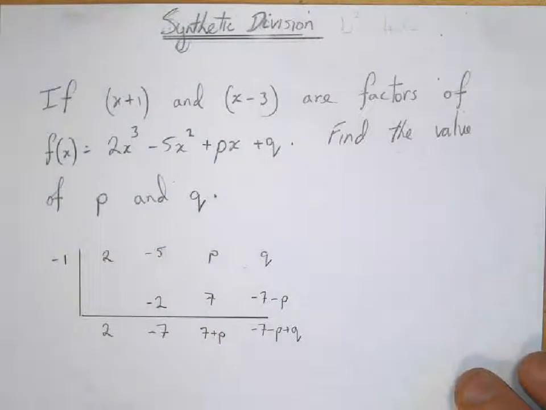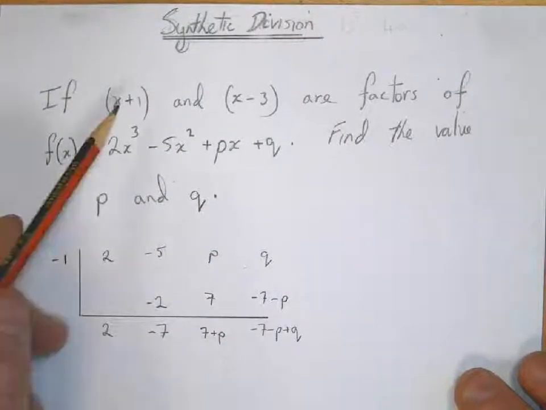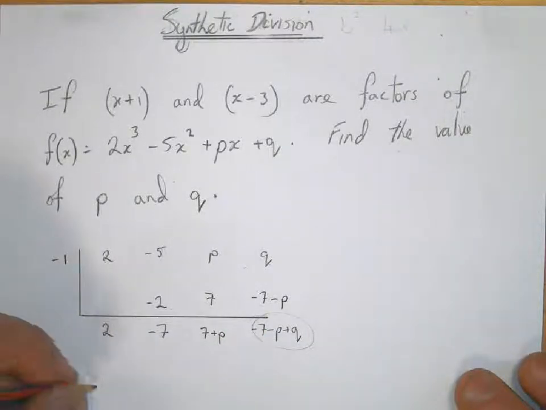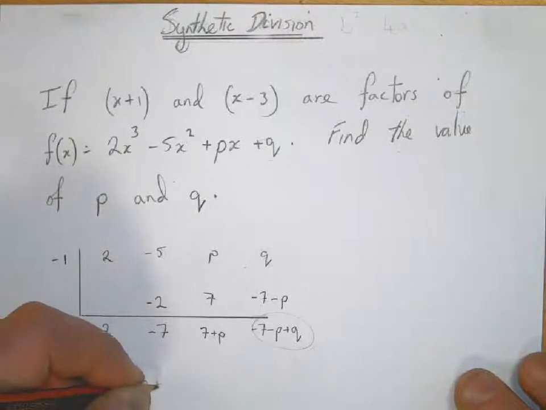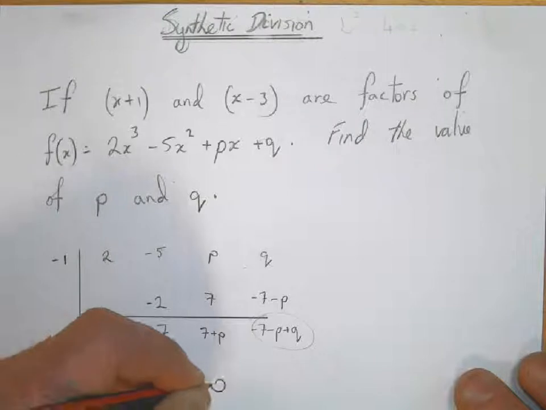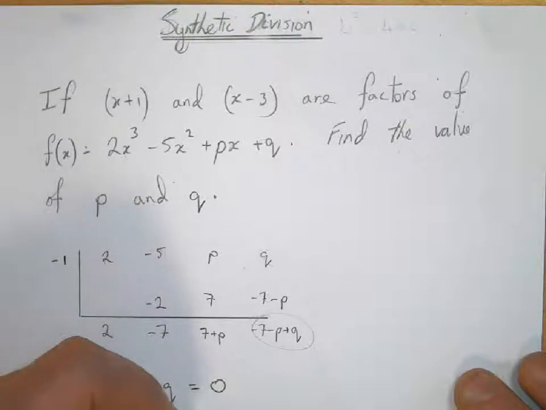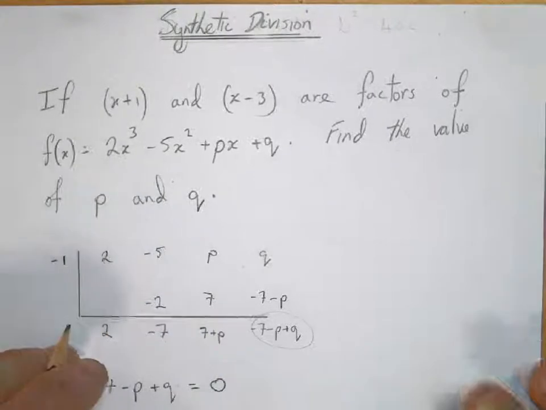Now if x plus 1 is a factor, then as I said, this bit here must be 0. So our first equation we can write down is minus 7 minus P plus Q has got to equal 0. And if we tidy that up a little bit, we can rewrite that as Q minus P has got to equal 7. Now we can't do anything with that just now.